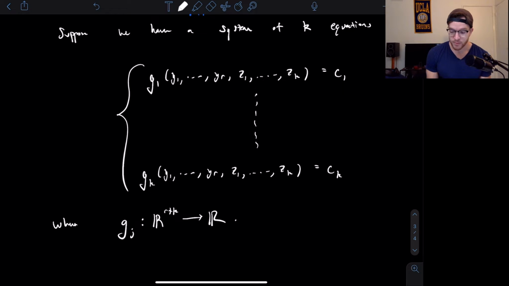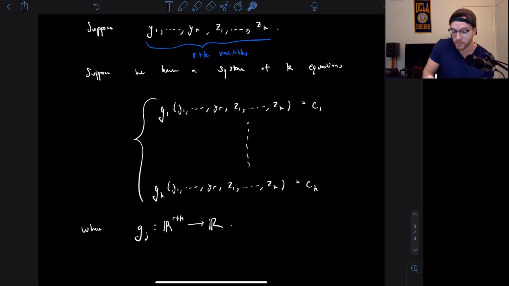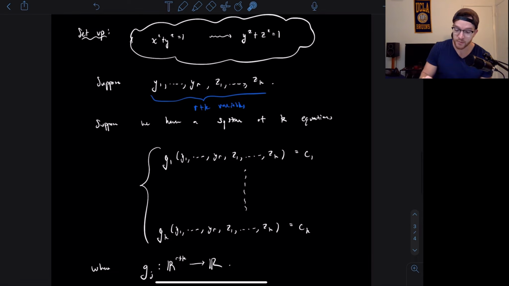Okay, the first remark I'll make is that in this setup, it is really important that we have the same number of equations as we have z variables. Turns out that this is important. For example, this was the case in our motivating example. I had 2 total variables. I had 1 z variable and 1 equation. Okay, so it checks out.